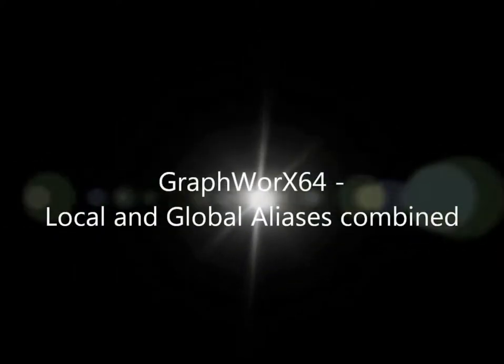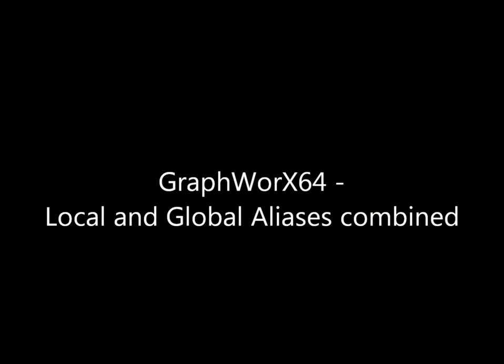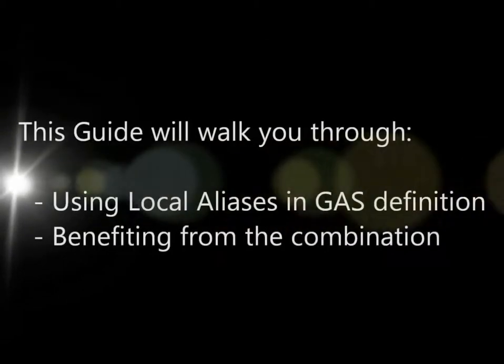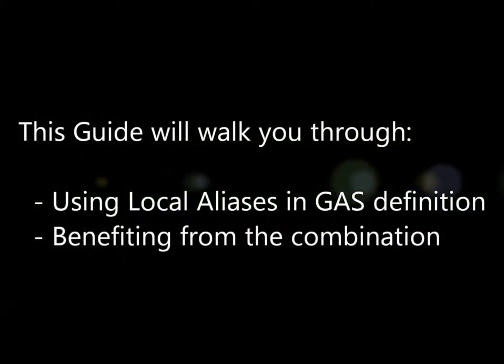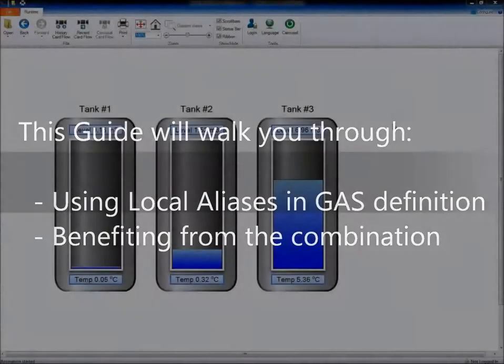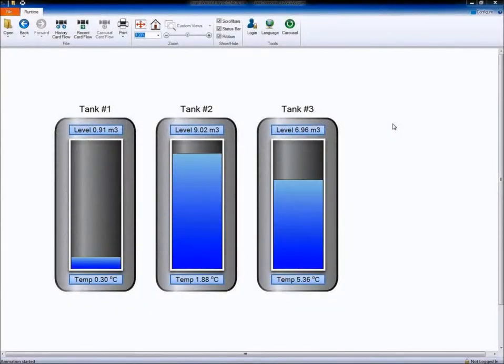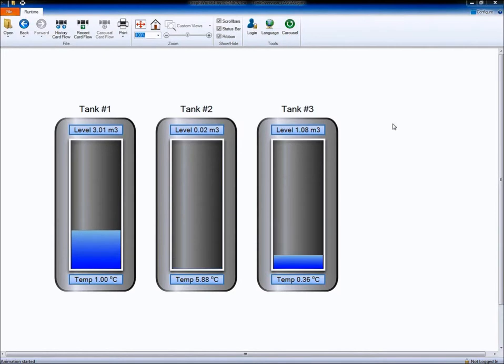This video discusses how to use global aliases and definitions of other aliases, as well as advanced features that allow for benefiting from combinations of global aliases. In other chapters of the Iconics video guide, we have explained how to use local aliases as well as global aliases. Today, we will combine them so we can use the power and the advantage of each of them. Now I have a screen with 3 tanks.